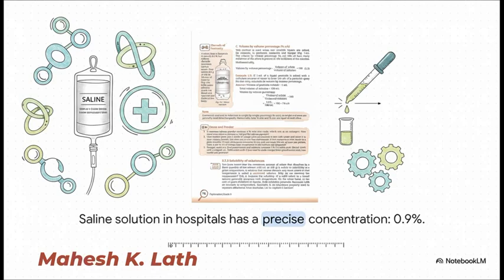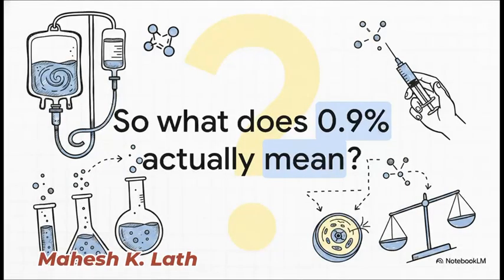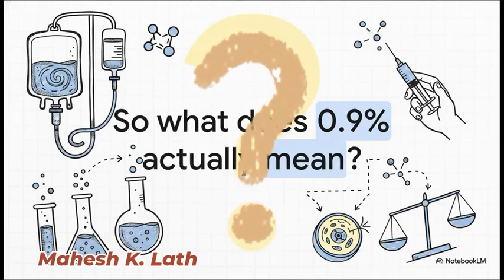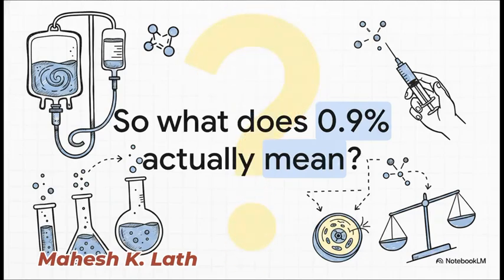Take a look at this saline drip bag from a hospital. That 0.9% on the label is not just some random number. Getting that recipe, that concentration, exactly right can literally be a matter of life and death. But what does that little number on the bag actually mean? How does a doctor or a nurse translate 0.9% into the life-saving solution inside that bag? Well, let's break down the recipe.